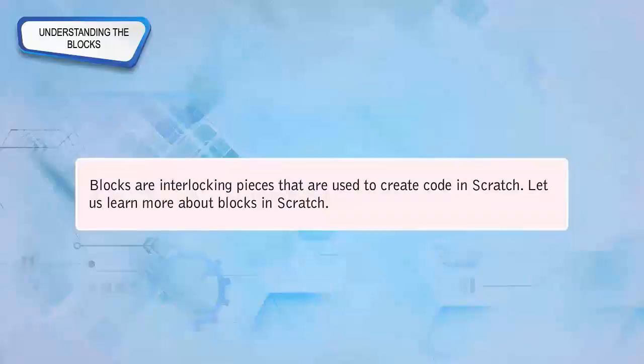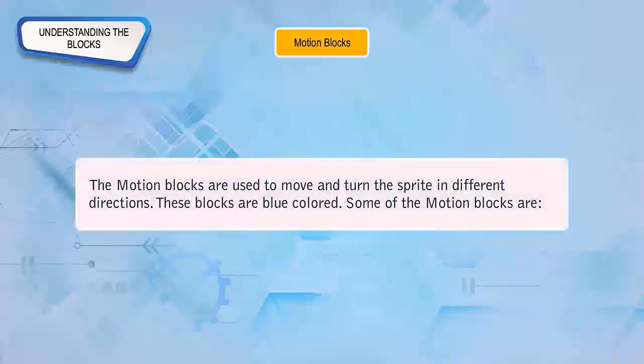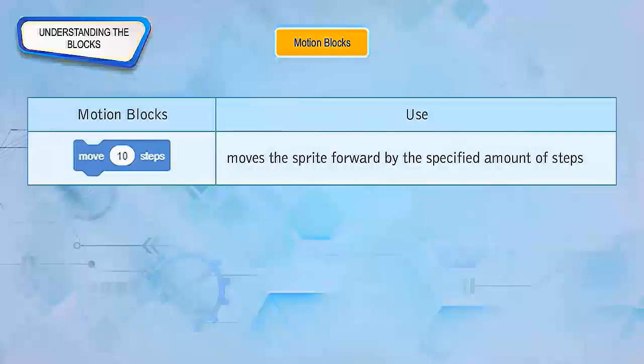Understanding the blocks. Blocks are interlocking pieces that are used to create code in Scratch. Let us learn more about blocks in Scratch. Motion blocks. The motion blocks are used to move and turn the sprite in different directions. These blocks are blue-colored. Some of the motion blocks are as follows.